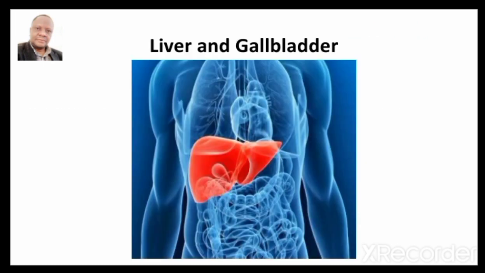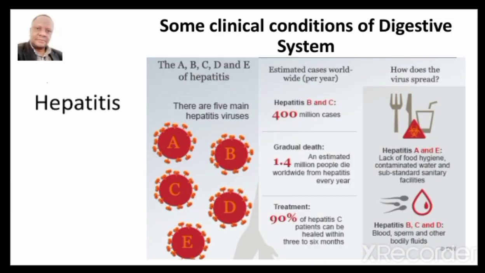On the liver and gallbladder, there are many conditions that affect them. Let's start with the liver: hepatitis, inflammation of the liver caused by a virus. Then we know there are basically five main hepatitis viruses because we have A, B, C, D, and E. And they are very, very prevalent too. Hepatitis B and C, we have 400 million cases per annum. It's also estimated that 1.4 million people die worldwide from hepatitis every year.